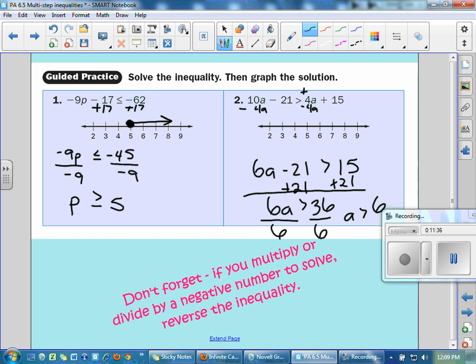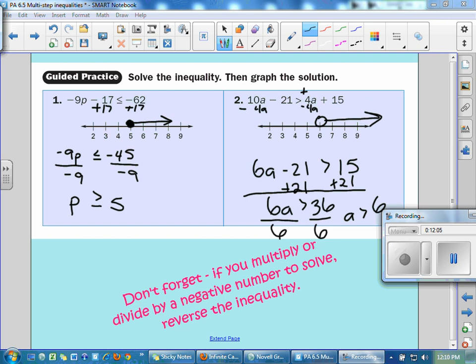Open circle, closed circle? Open. Good. Going which way? Who haven't I called on yet? Luke. Which way is it going? To the right. Very good. So it's going to the right. Then I could check it. I could check it with 10. I could check it with other numbers. We're not going to check it now, though, so I give you guys time to work on your homework. All right?